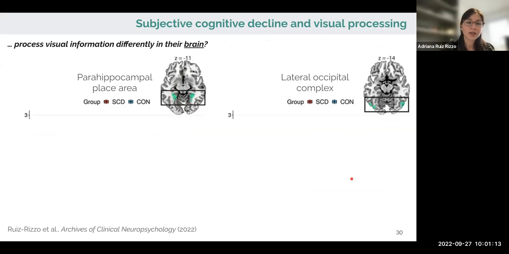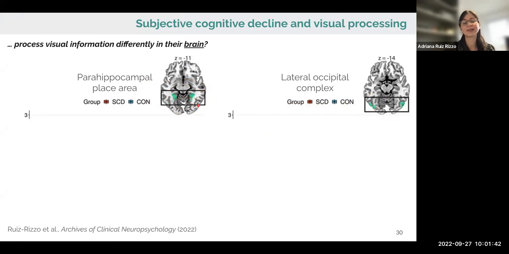So for the first question, whether older adults with subjective cognitive decline process visual information differently in the brain, we focused on two brain regions that are relevant for visual processing. These are the parahippocampal place area and the lateral occipital complex. The parahippocampal place area, you see in the name, is relevant for processing places.